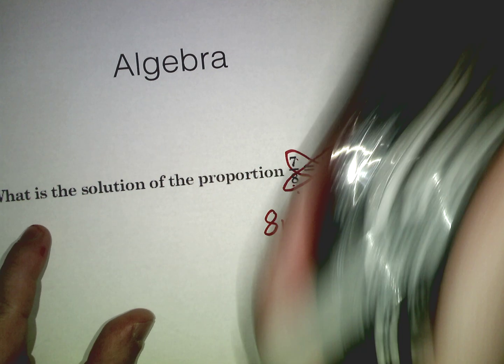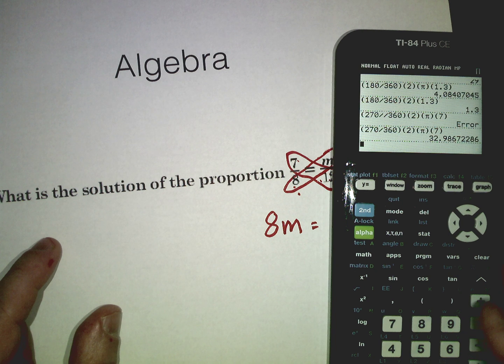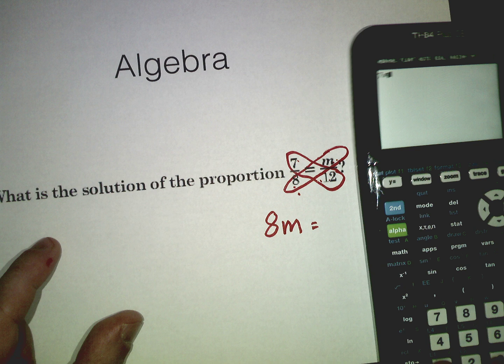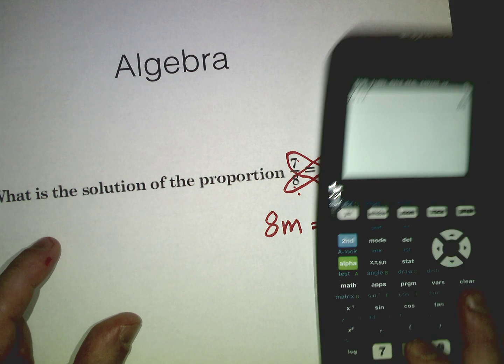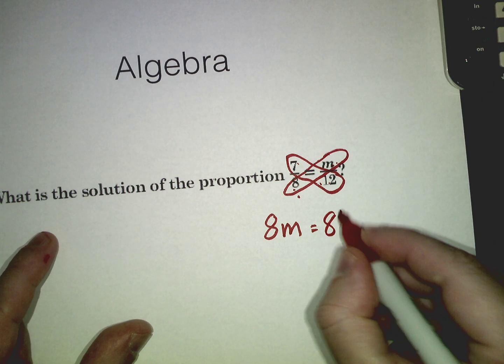You might want to use a calculator. Some of us might see it's 84, but that's okay if you don't know that. Okay, so use 7 times 12. Most people don't know their 12 times tables very well. As you see, it's 84. So 8n equals 84.